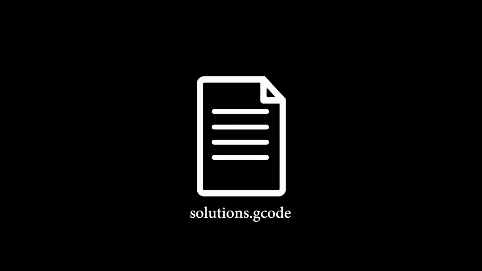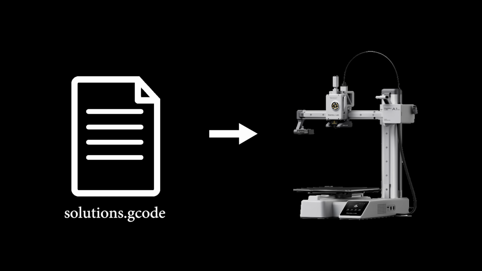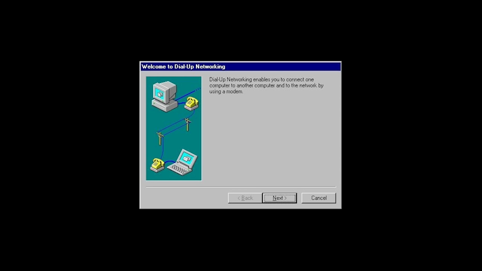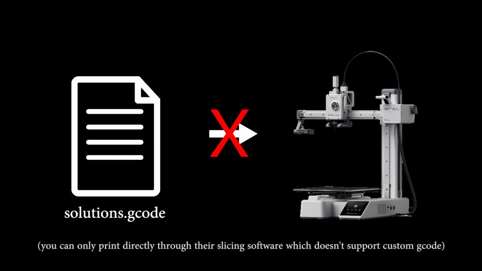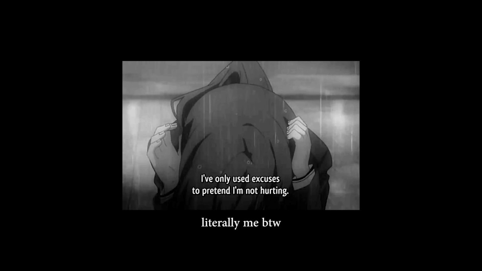Now that we generated a custom G-code file, I had to actually get it onto the printer. To my knowledge, the network adapter for Bamboo Labs printers is proprietary and closed source, so I can't actually print it directly from my computer, which is kind of a bummer.